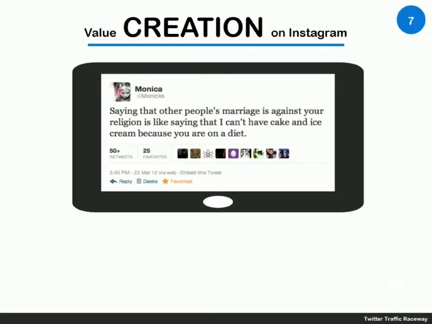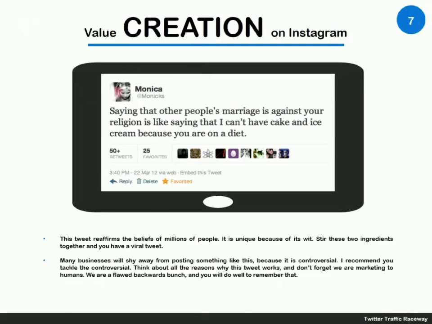Tweet from Monica: "Saying that other people's marriage is against your religion is like saying that I can't have cake and ice cream because you are on a diet." This tweet reaffirms the belief of millions of people. It is unique because of its wit. Stir these two ingredients together and you have a viral tweet. Many businesses will shy away from posting something like this because it is controversial. I recommend you tackle the controversial. Think about all the reasons why this tweet works, and don't forget we are marketing to humans. We are a flawed, backwards bunch, and you will do well to remember that.